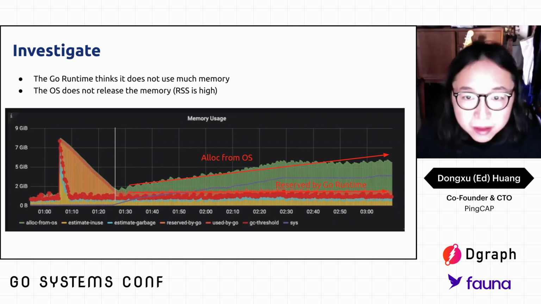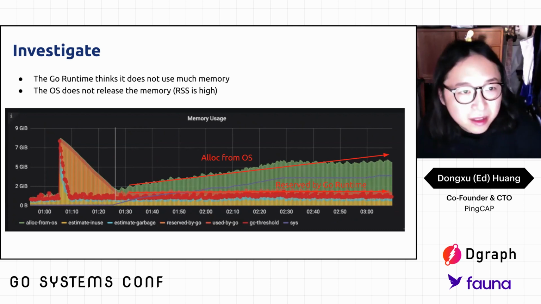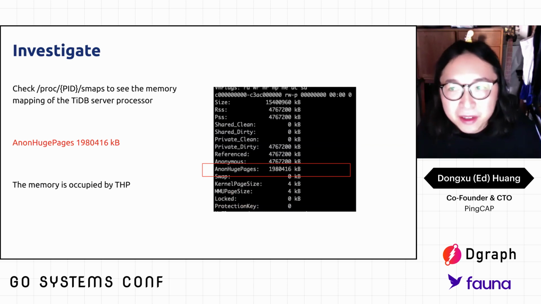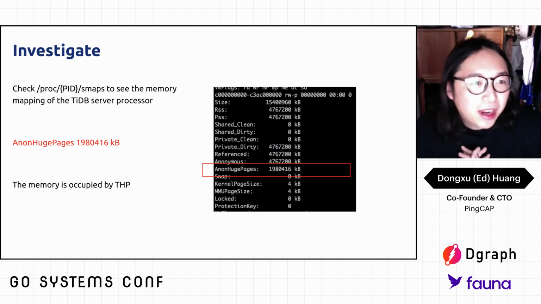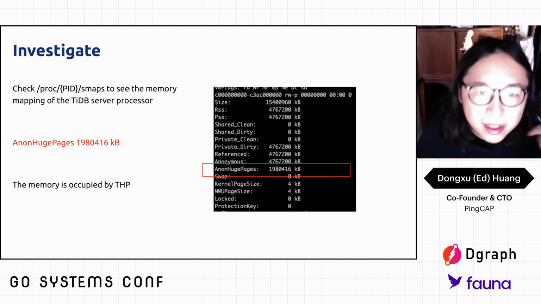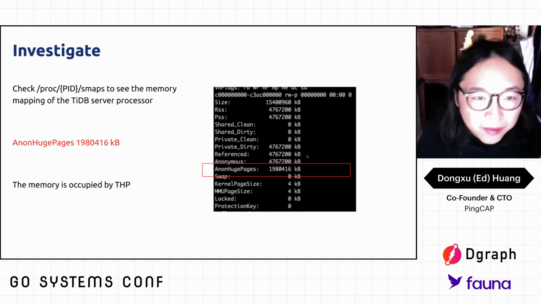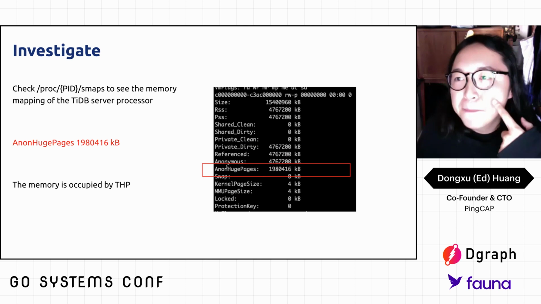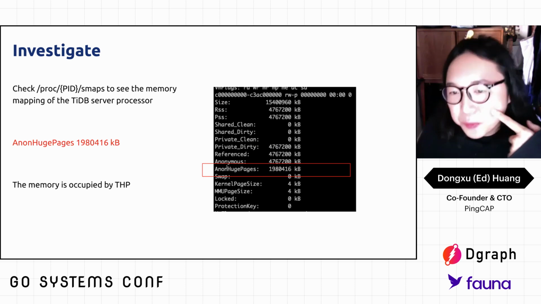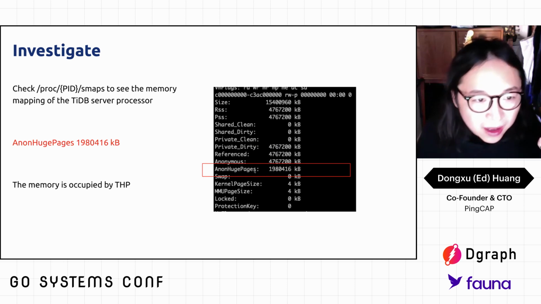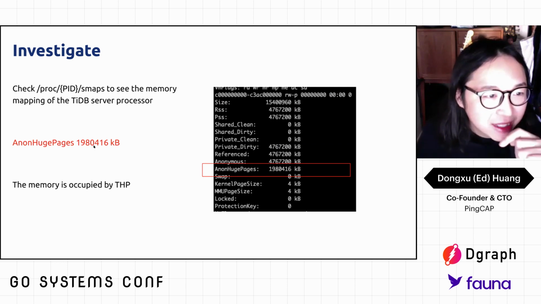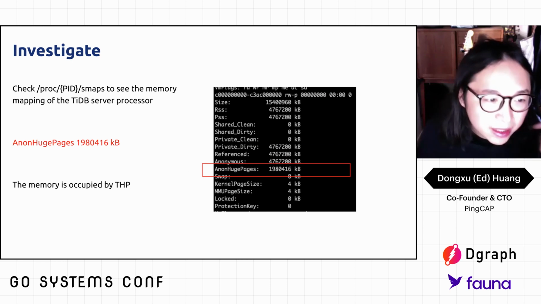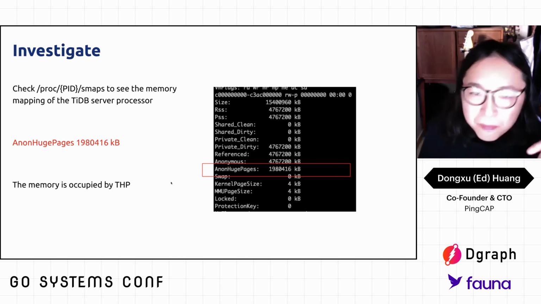It is very weird. So let's take a look at the distribution of the memory, which kind of memory it used. We check /proc/smaps to see the memory mapping for this process, and we see the very abnormal entry is the huge page. You can see that THP has a lot of memory allocation. This memory is occupied by this one.